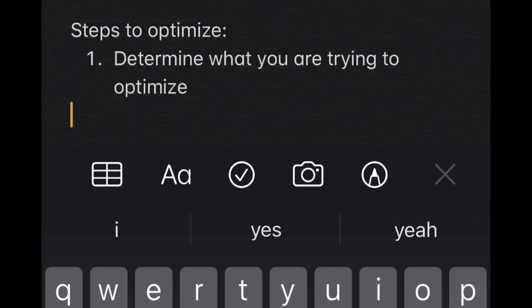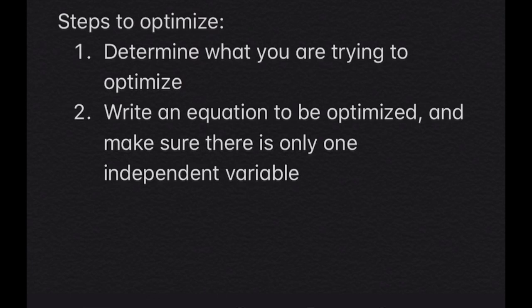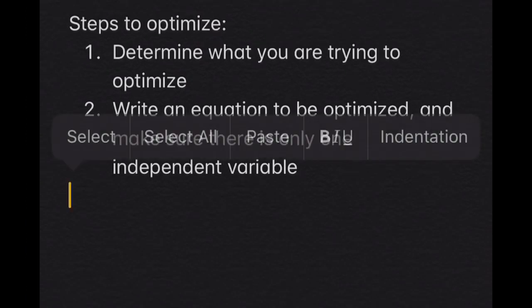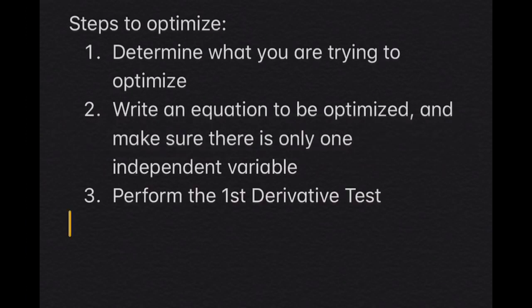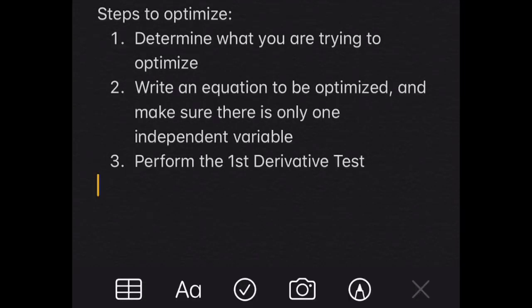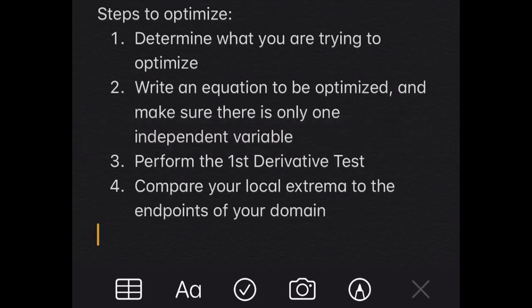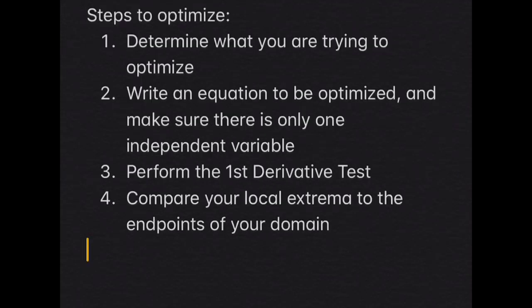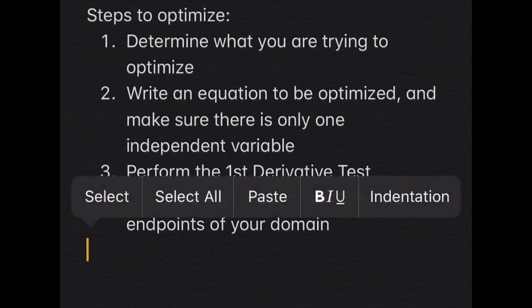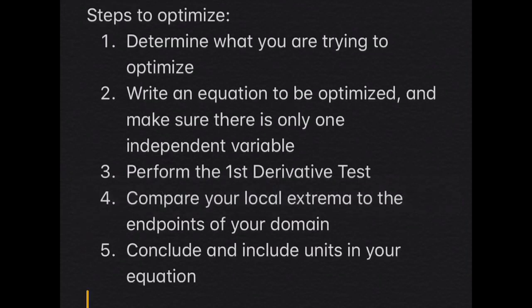First, determine what you are trying to optimize. Second, write an equation to be optimized and make sure there's only one independent variable. Third, perform the first derivative test. Fourth, compare your local extrema to the endpoints of your domain. Fifth, conclude and include units in your answer.